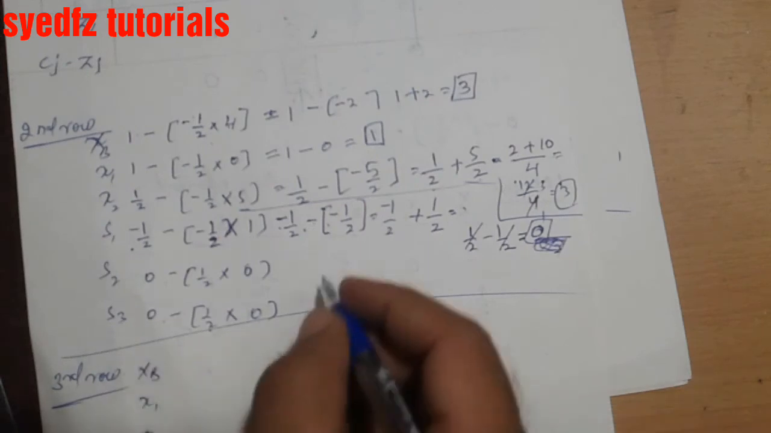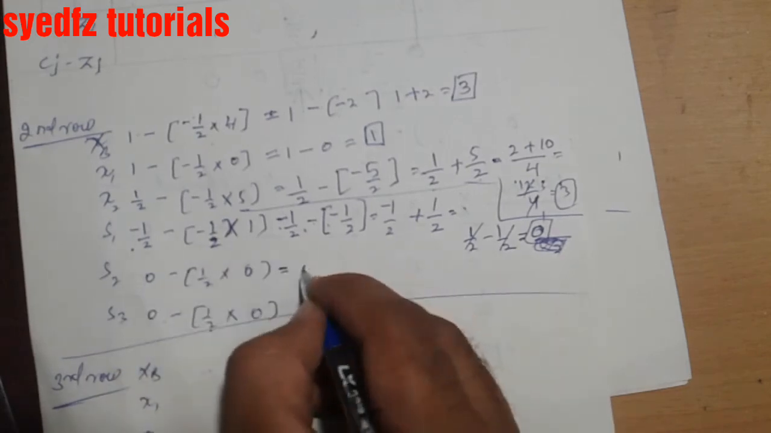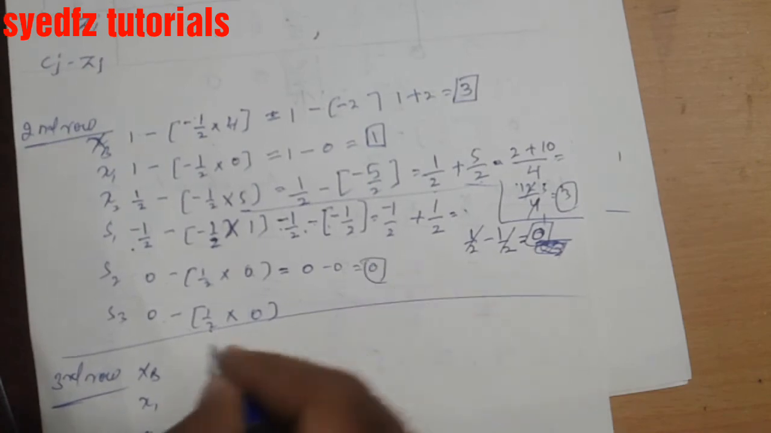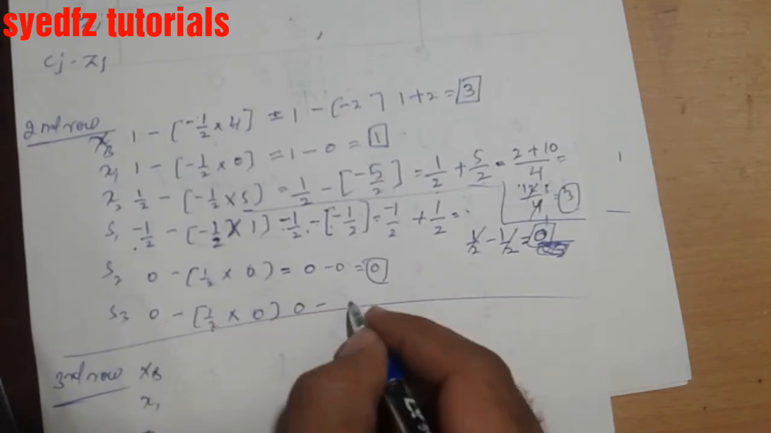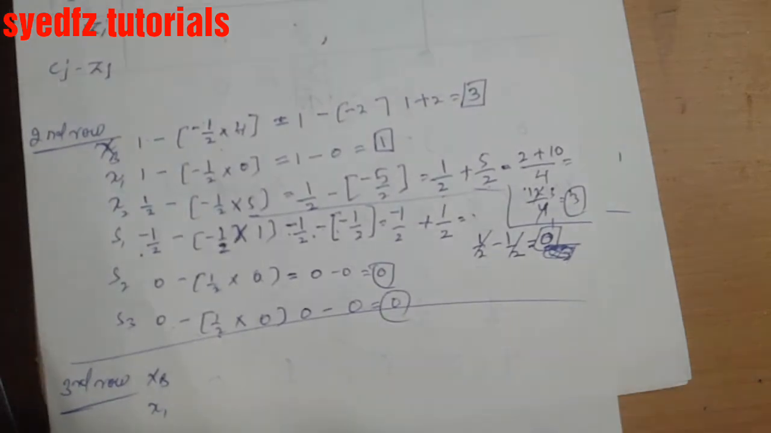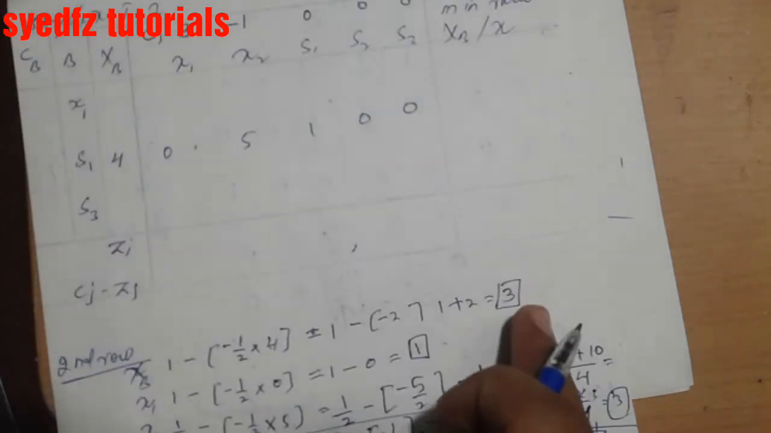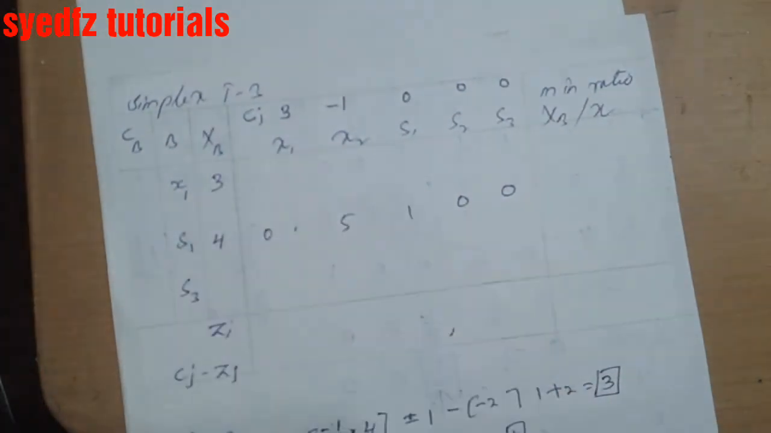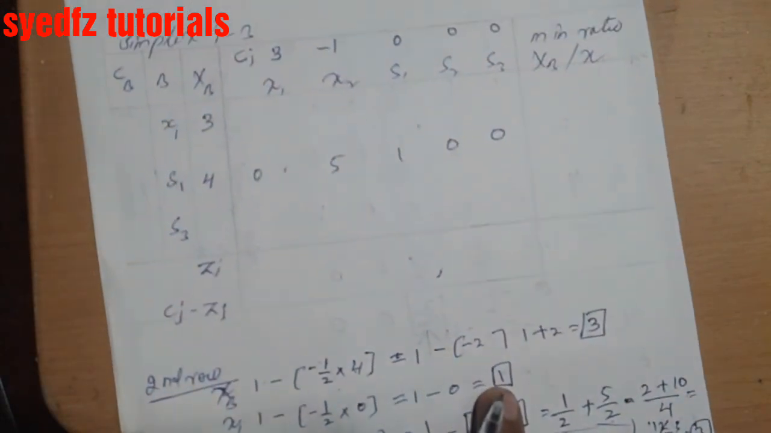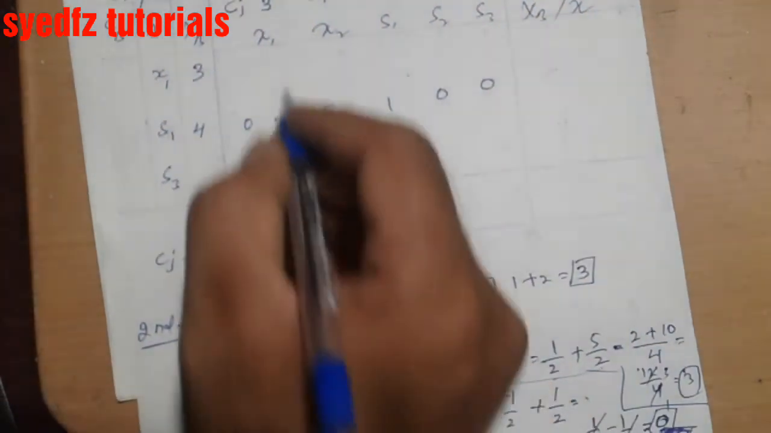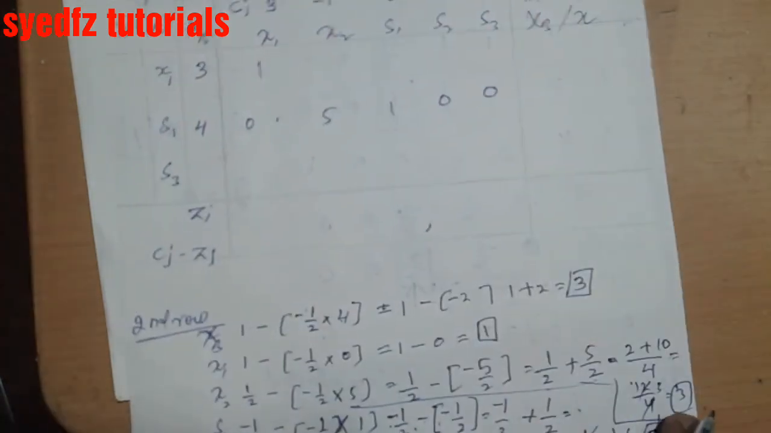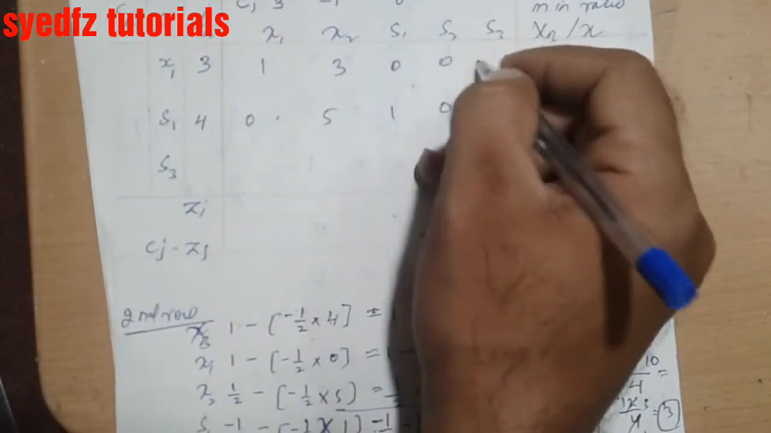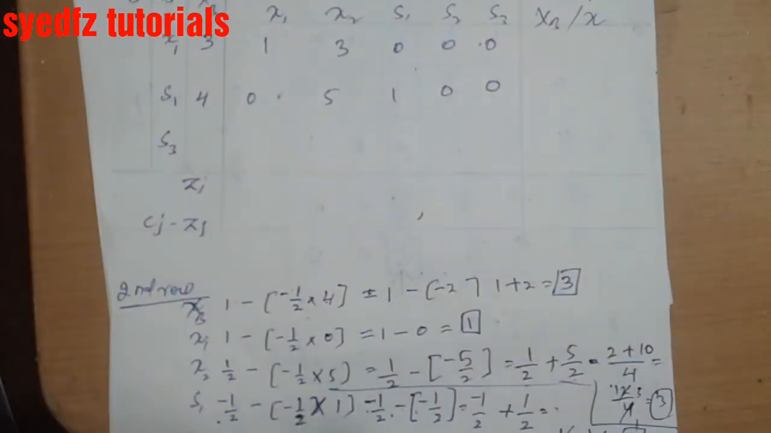Now this is 0, multiply with 0, the answer is 0. This is 0, multiply with 0, the answer is 0. Now we got the row. First we got the 3 here, right, 3. Now 1, so write 1. Now we got 3 for x2, and for the remaining S1, S2, S3, we got the answer zeros. Now go for the third row.